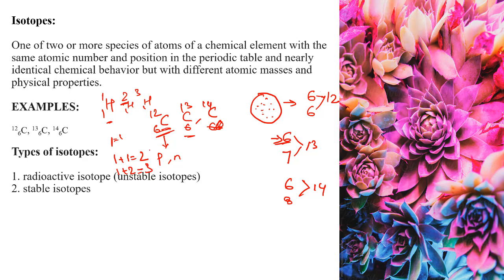In these isotopes, you have two different types. One is the radioactive isotope and the other is the stable isotope. First, let's talk about the radioactive isotope. Radioactive isotopes are also known as unstable isotopes. Why is it called an unstable isotope?